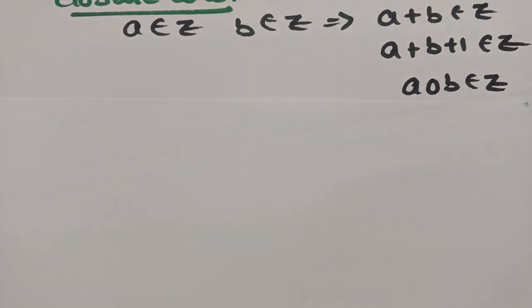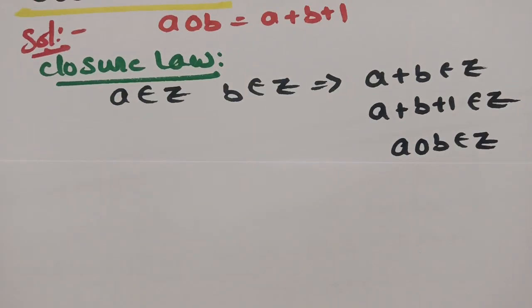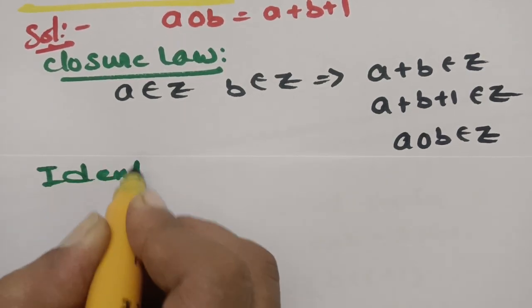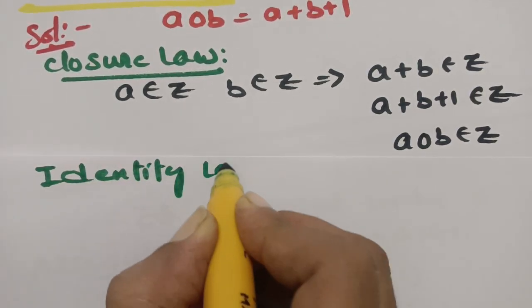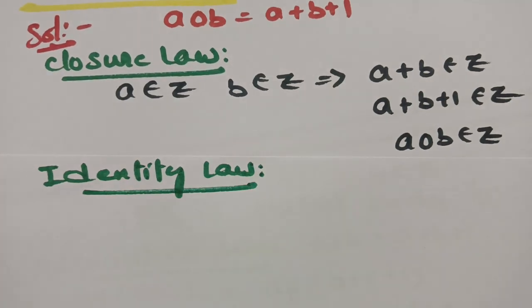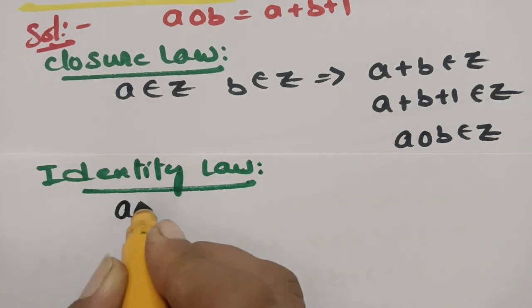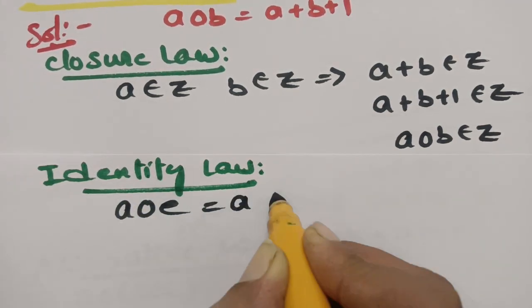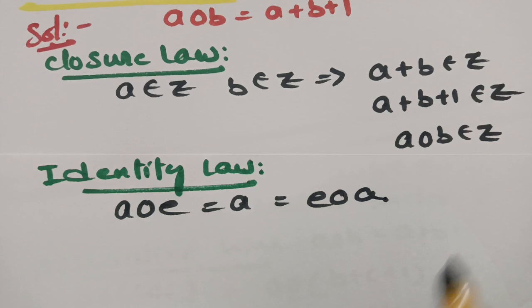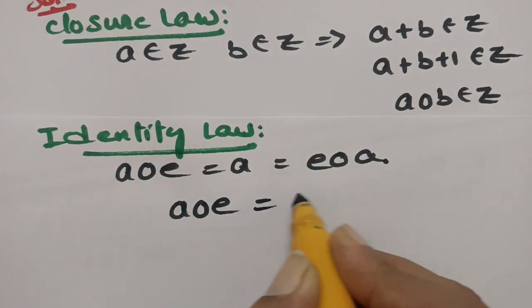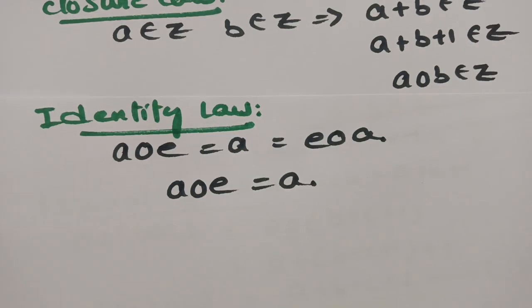And the next one, after closure and associativity, is the identity law. For the identity law, as you know, a ∘ e is equal to a, which is equal to e ∘ a. This time also I am considering a ∘ e = a. So what will be the identity element?